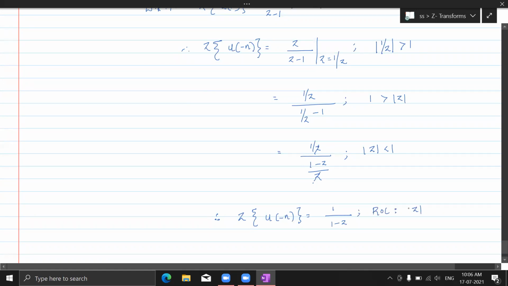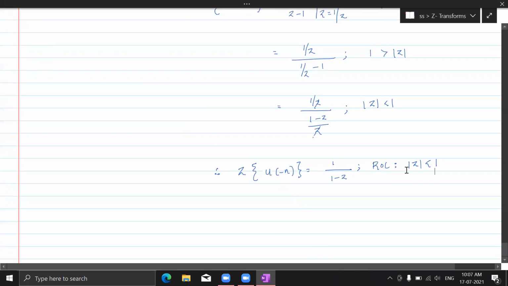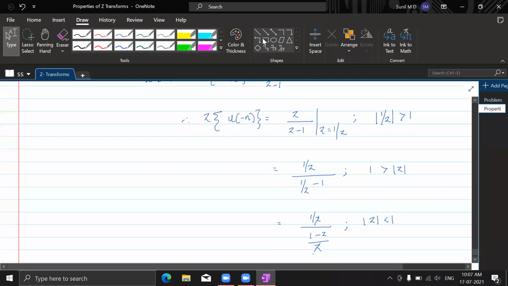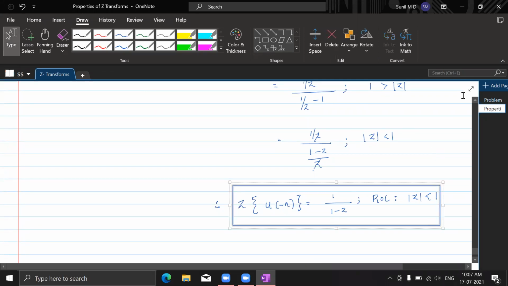z inside the circle with radius 1. Why? This u of minus n is the left-sided sequence. For left-sided sequence, it is inside the circle. For right-sided, it is outside. See, this is right side. That's why it is outside the circle with radius 1. Since u of minus n is left-sided, the ROC is within the circle with radius 1. Understand that? So this is how we need to find the Z transform of the sequences using the properties.